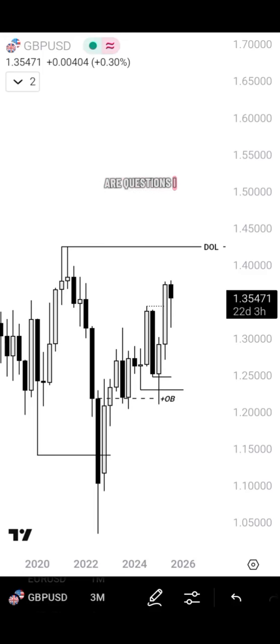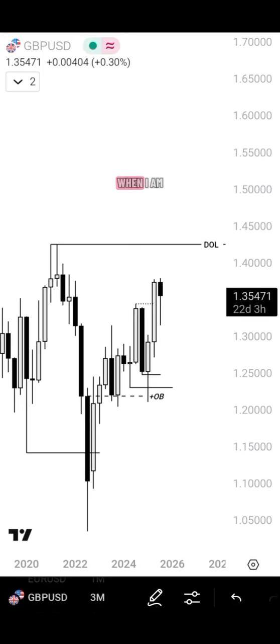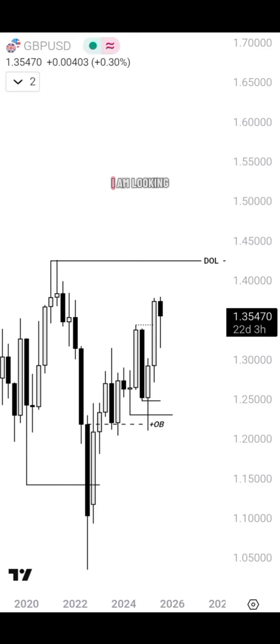there are questions I like to ask myself when I am on the higher time frame. There are sensitive questions I like to ask myself when I am looking at the higher time frame charts. Why? Because these questions help me, they give me a guideline to what to expect.